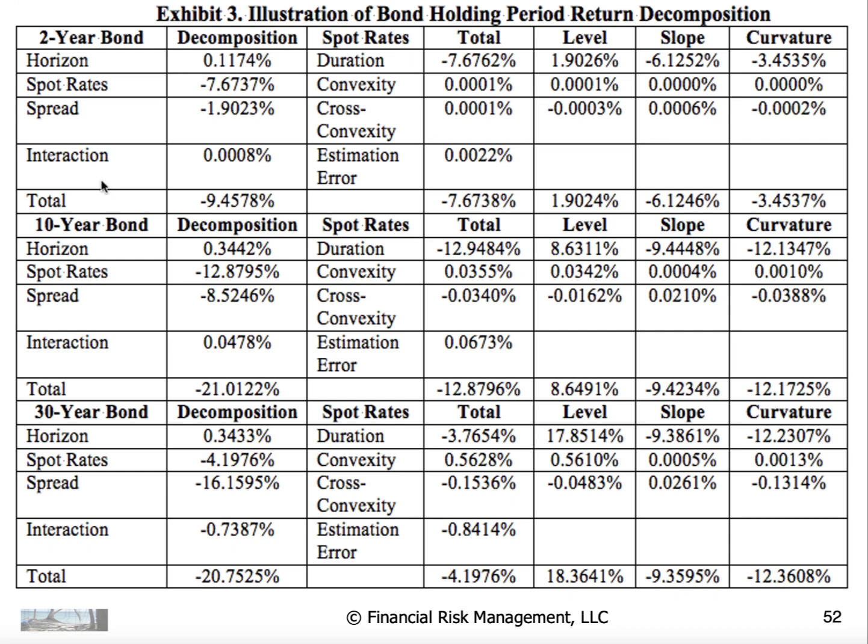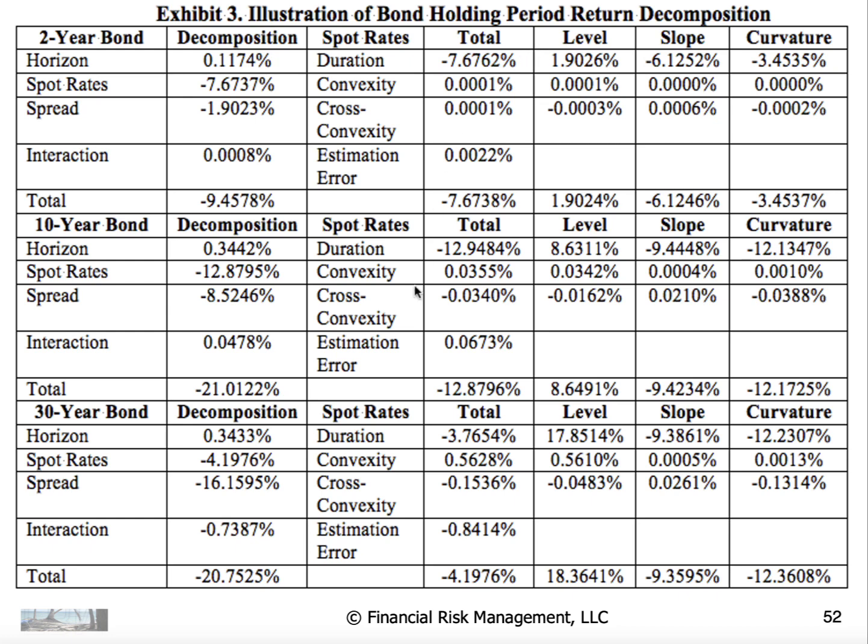But if I have a two-year bond, compare that to a 10-year bond and a 30-year bond, what you'll notice is the horizon component, 11 basis points for the two-year, and 34 basis points for the 30-year. The spot rate component for the 2-year is down 7.67%. With the 30-year, it's down only 4.19%. But if you'll notice the spread component, this is down 1.9%, and the spread component for the 30-year is down 16%. And so the total sensitivity, the long bond lost 20.75%, the two-year bond only lost 9.45%.